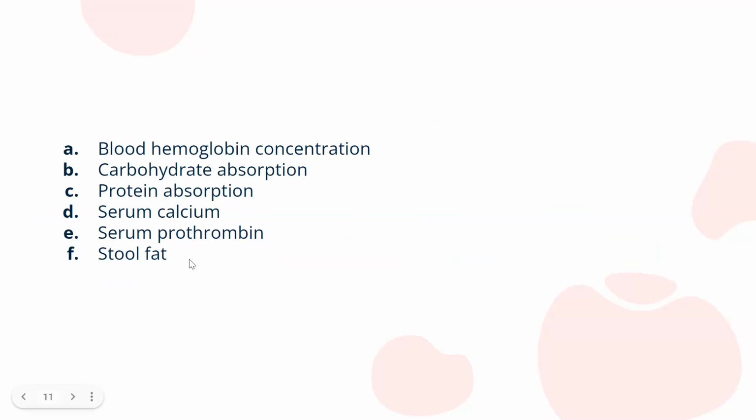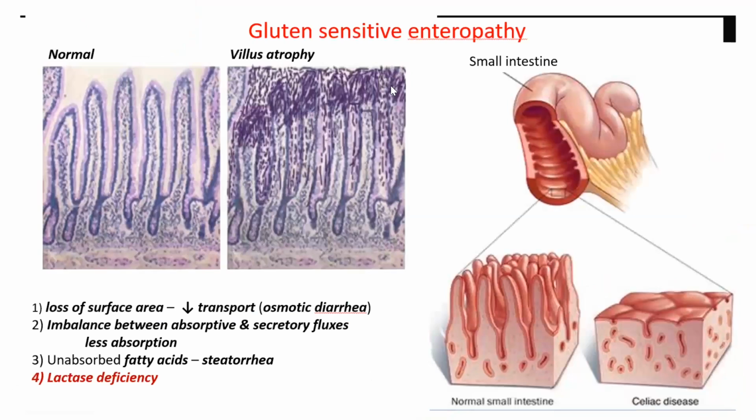F, stool fat. Perfect. Stool fat. Okay, so let's quickly go over what celiac is. Gluten-sensitive enteropathy, or celiac, is basically when you have a hypersensitivity to gluten, right? This is going to cause all of your villi to undergo atrophy. So you're going to have villus atrophy.